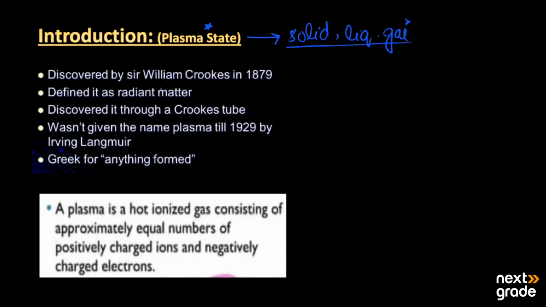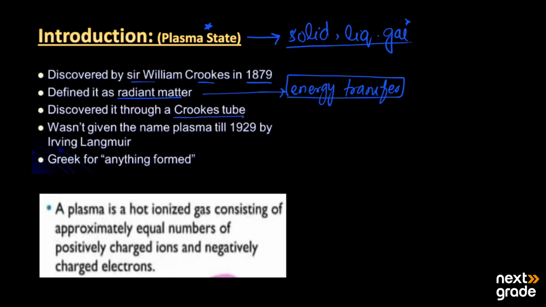Basically, the plasma state was discovered by Sir William Crookes in the year 1879, and he defined the plasma state as radiant matter. The word radiant relates to energy transfer. So the matter that is formed by the transfer of energy is known as radiant matter. It was discovered through the Crookes tube, a specific type of tube known as the Crookes tubes.